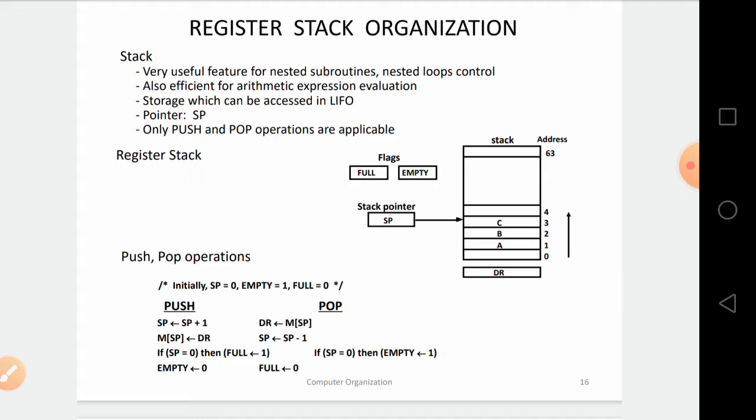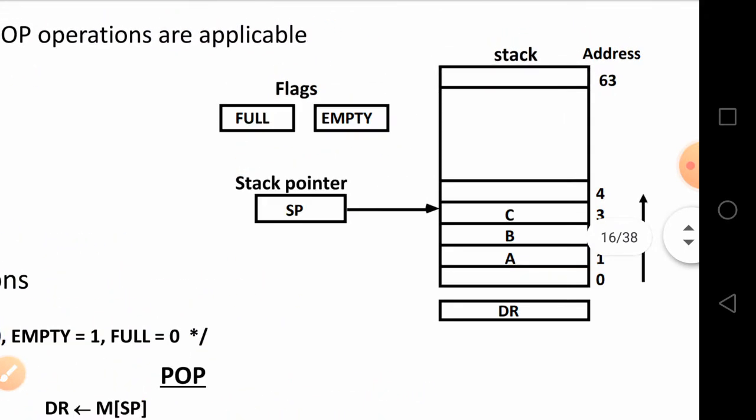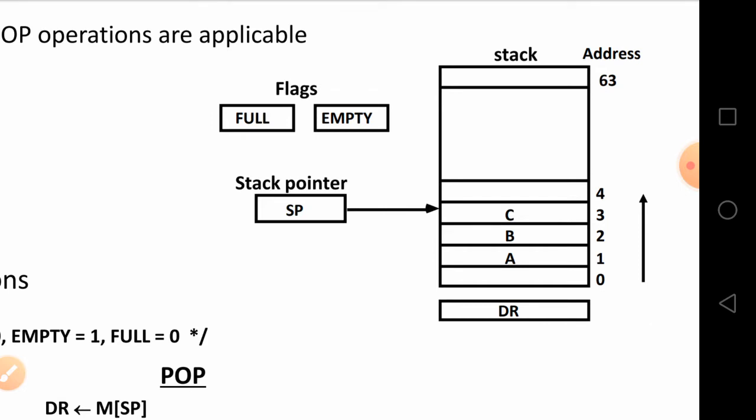So as shown in the figure here, it is called stack. In the stack we have taken 64 locations from 0 to 63, and it requires a total of 6 bits to represent the 64 locations. It also contains two flags, full and empty. If the stack is full, the full flag becomes 1, until then it will be 0. If the stack is empty, then the empty flag becomes 1, until then it will be 0.